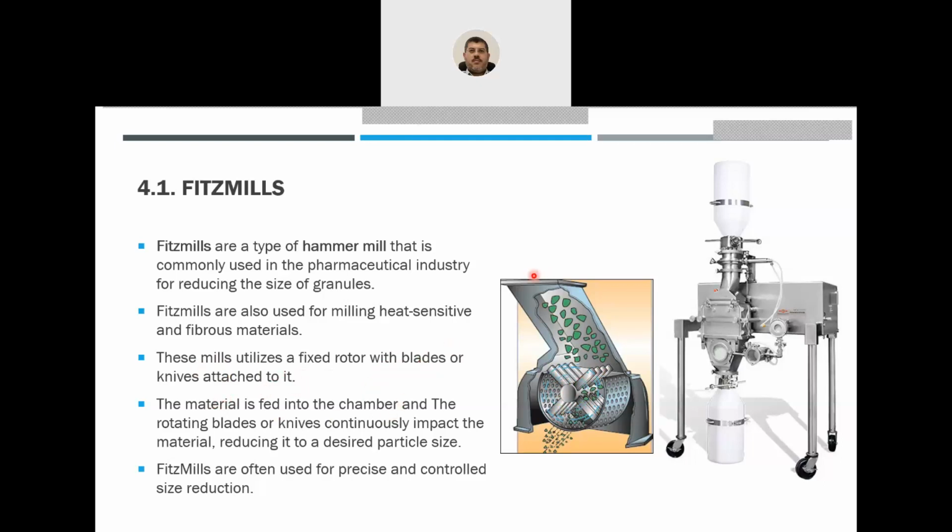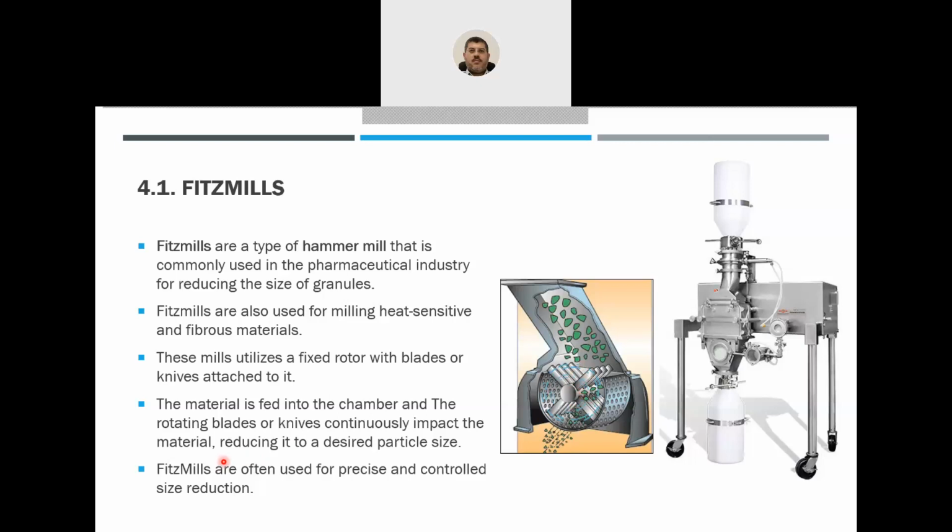Material will be fed into the chamber. It will fall down into the chamber here, and the rotating blades or knives continuously impact the material, meaning they hit it, reducing it to the desired particle size. Here around it you have a mesh, so you can choose the mesh size that you want. Only particles smaller than the openings of the mesh will pass and be collected, while larger particles will stay in the chamber and be hit again and again by the blades till their particle size is reduced.